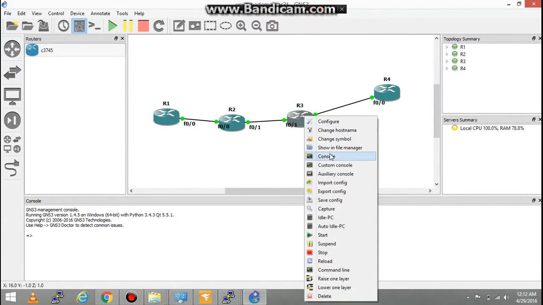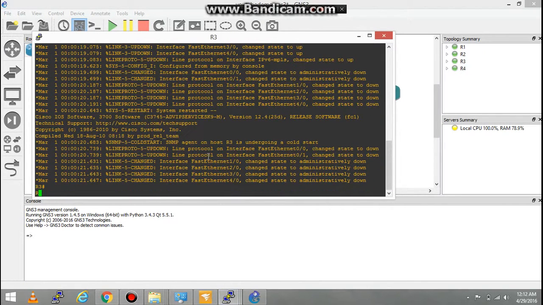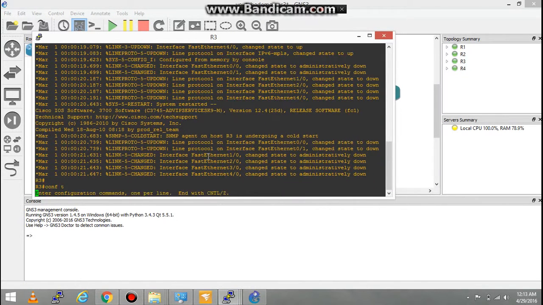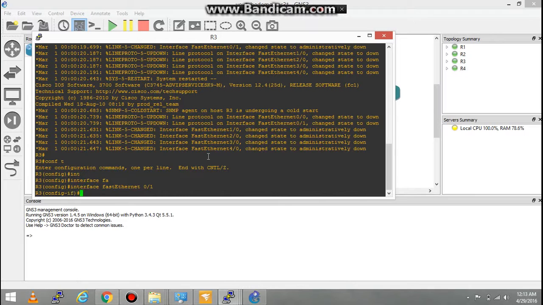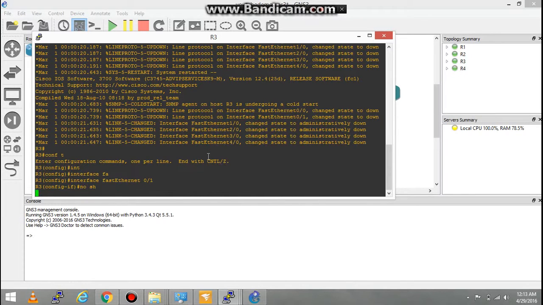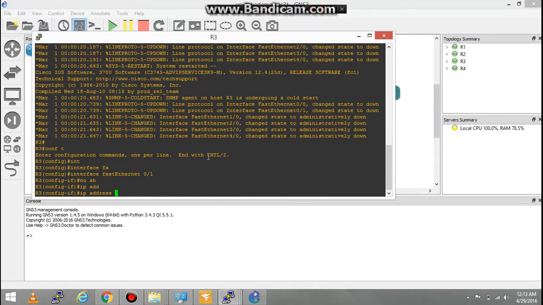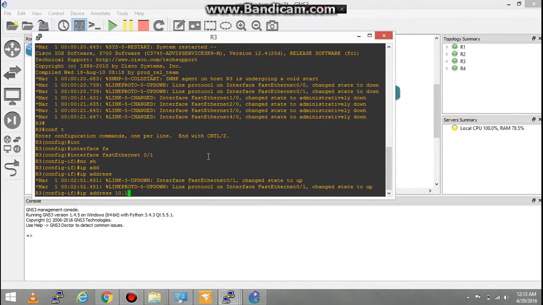I go to R3 now, go to the configuration mode, interface Fast Ethernet 0/1, bring it up and configure an IP address of 10.1.2.2 followed by subnet mask of 255.255.255.0. Again here, since this interface is connected to R2, the first three octets of the IP address must match on both of them since we use the subnet mask of 255.255.255.0.